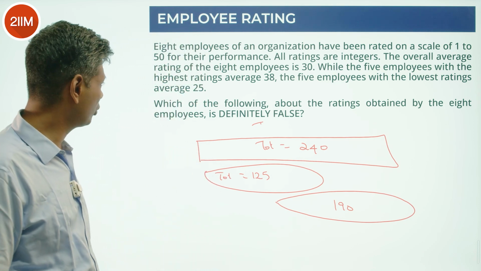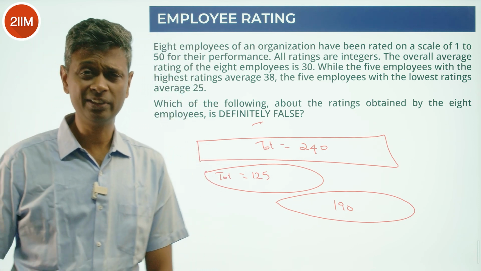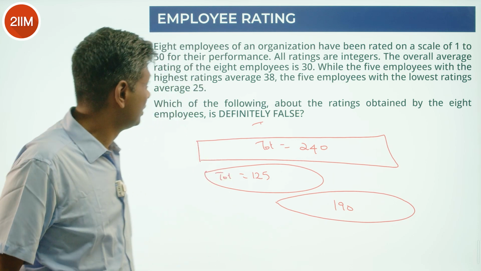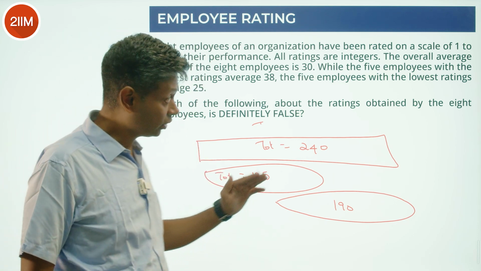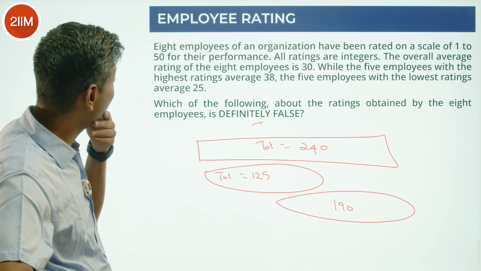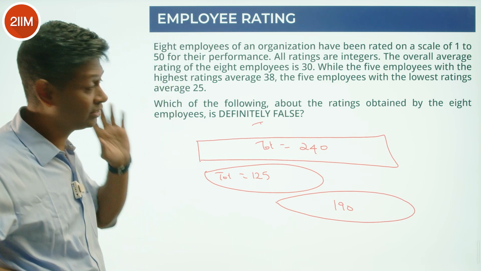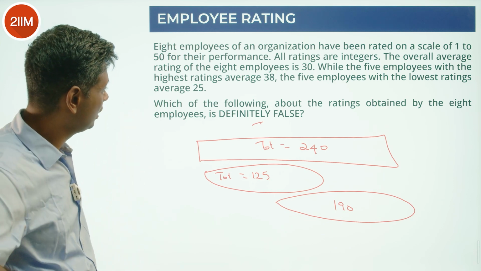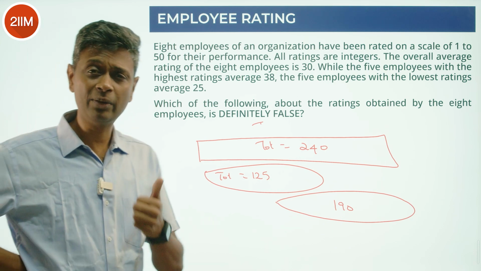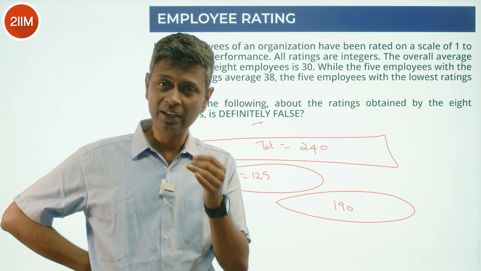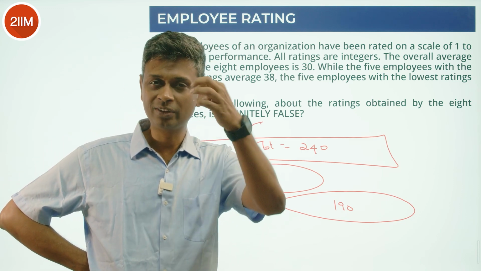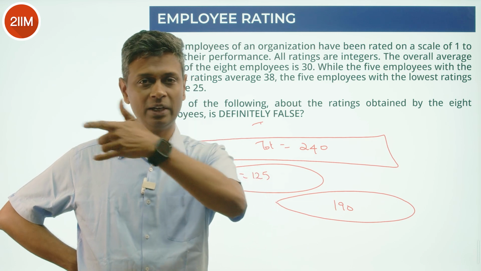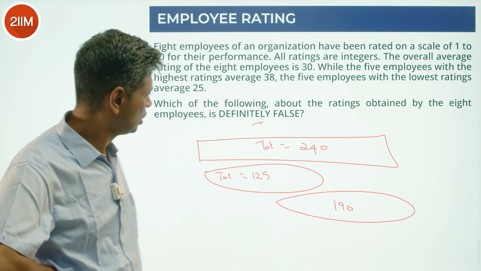Which of the following ratings obtained by the 8 employees is definitely false? So this is in ascending order. Now I want to worry whether the weights are given to be distinct. All ratings are integers, that is helpful, but not distinct integers. So I can assume the 8 weights to be A1, A2, A3, A4, A5, A6, A7, A8, with A1 less than or equal to A2, less than or equal to A3, and so on up to A8. What can I infer here?